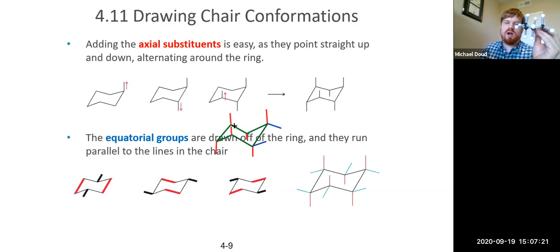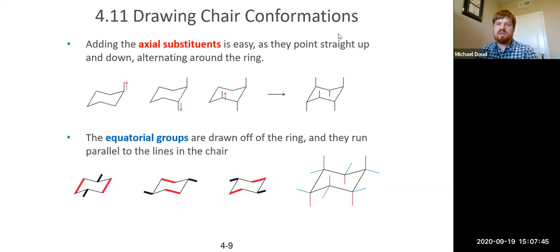Similar here, our axial is pointing straight up, so the equatorial has to be out and down, out and up, out and down, and out and up, like so. And that should give you a good idea of how you're going to draw these cyclohexane rings from here on out. So give it some practice and see how you do with that.